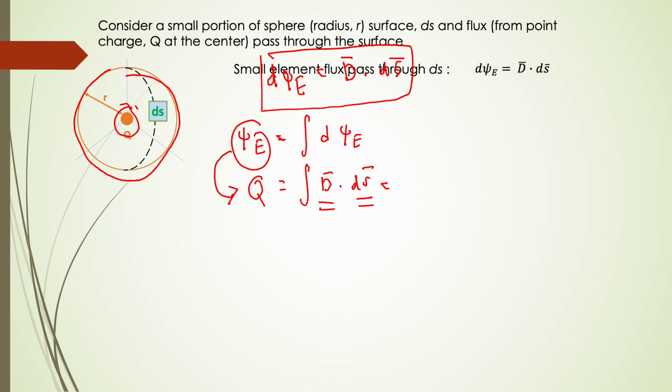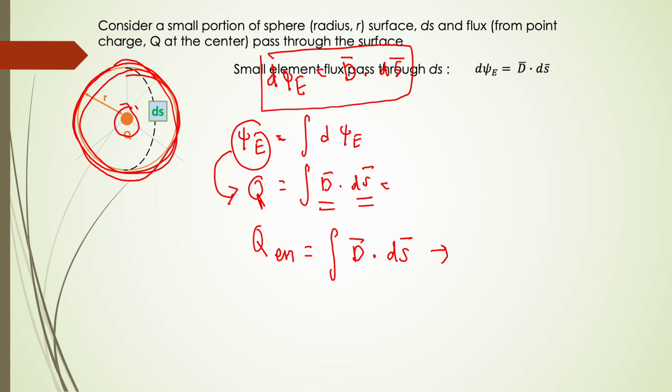Please remember that this Q is only the value of the charge inside this closed imaginary surface, and therefore we usually rewrite it as Q enclosed equals the integration of electric flux density dot product with the small area of surface. This is known as Gauss's law.